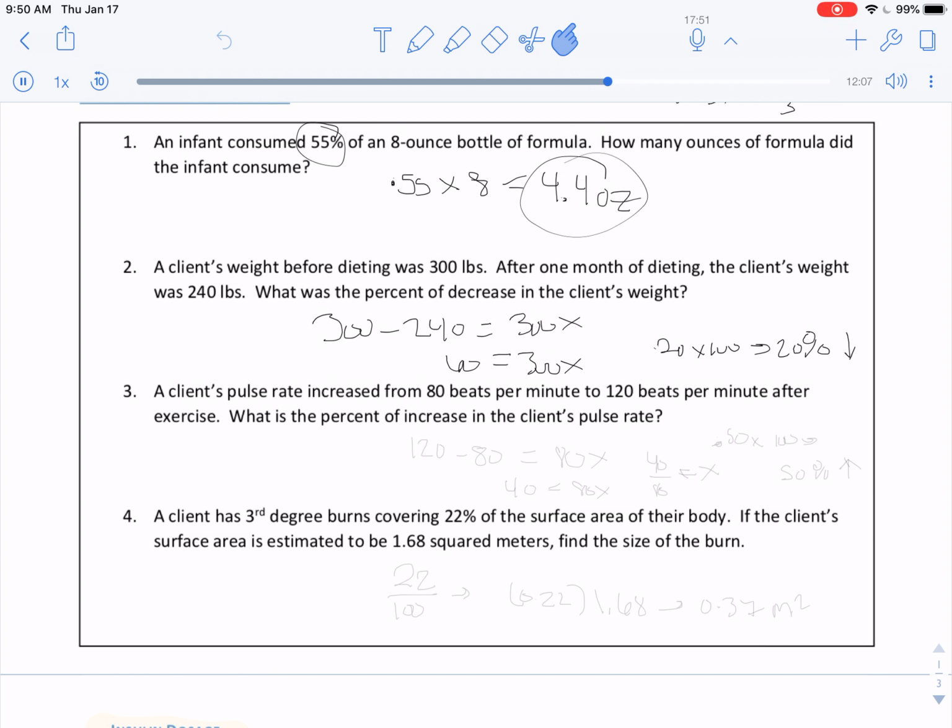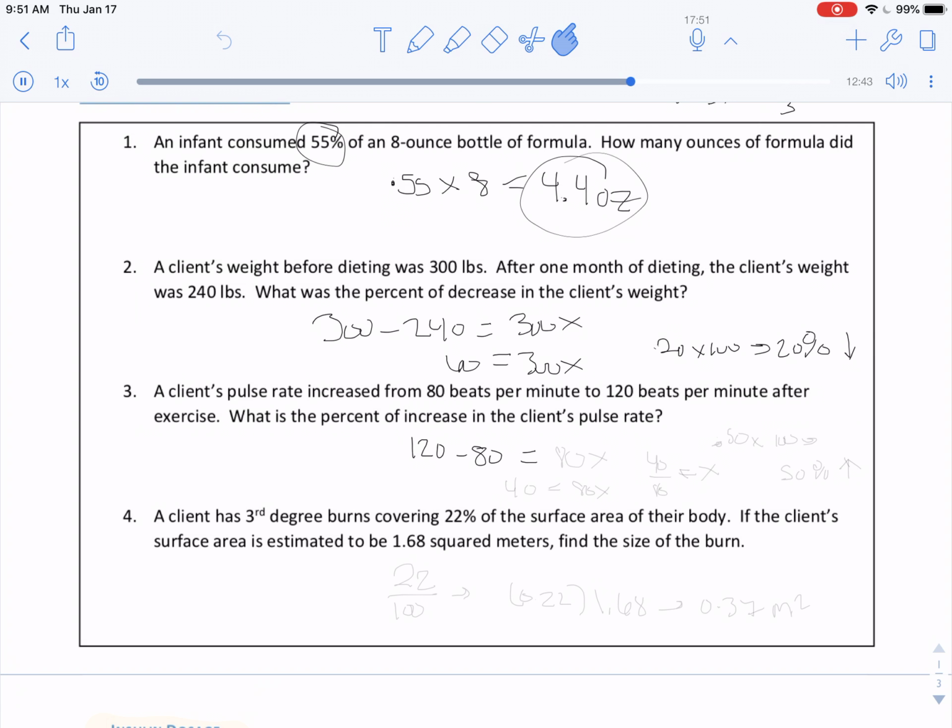And then for number 3, a client's pulse rate increased from 80 beats per minute to 120 beats per minute after exercise. Now we have to find out what is the percent of increase in the client's pulse rate. Same thing we want to do is 120 subtracted by 80, the new one subtracted by the original one.